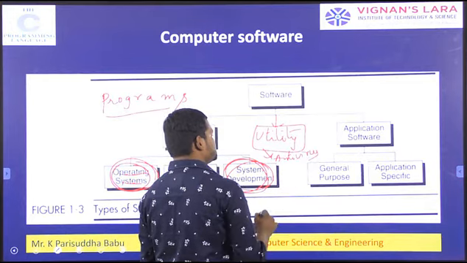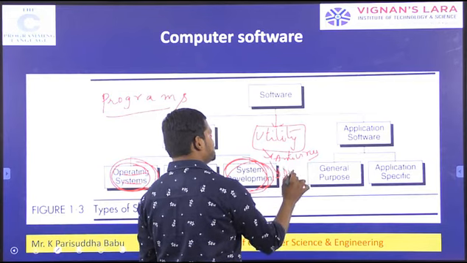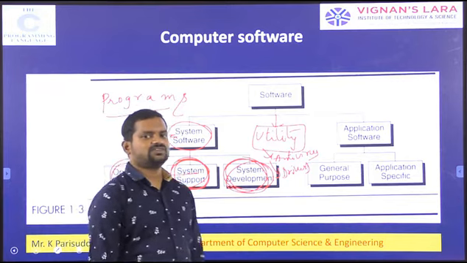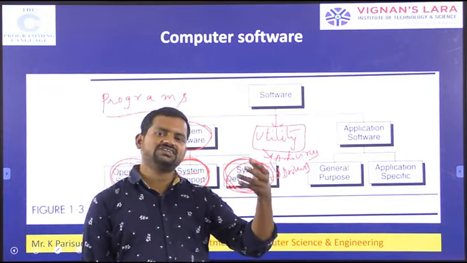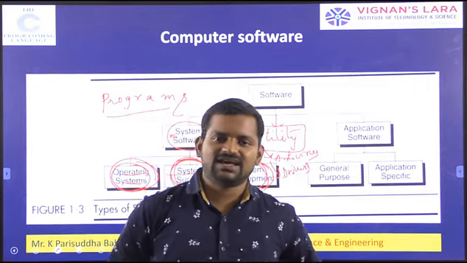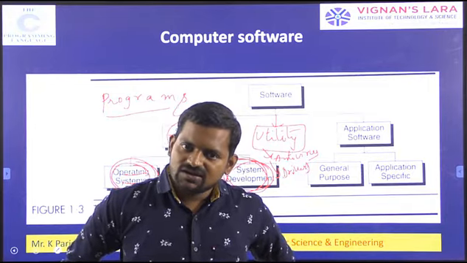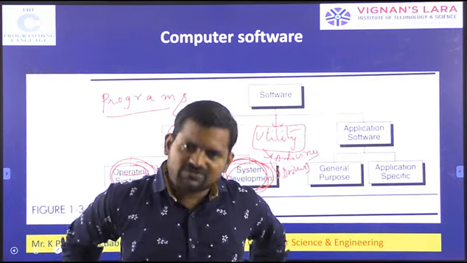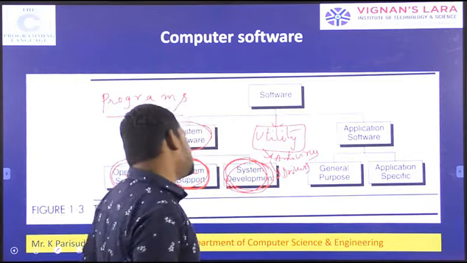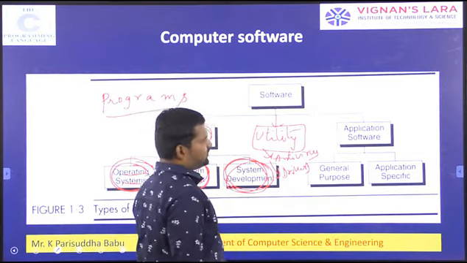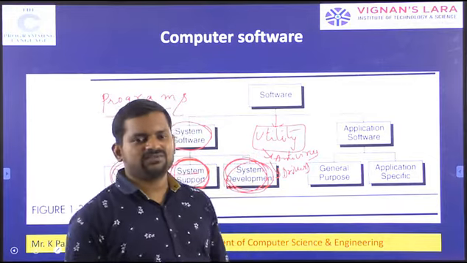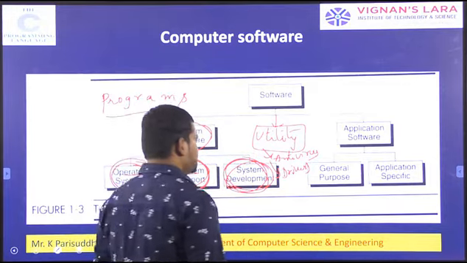Antivirus softwares. Next one, driver software. If you attach any additional hardware to the computer, you compulsorily install the particular supported driver for the system. Okay, you compulsorily install the software. That software is called a driver software. And next, application software.